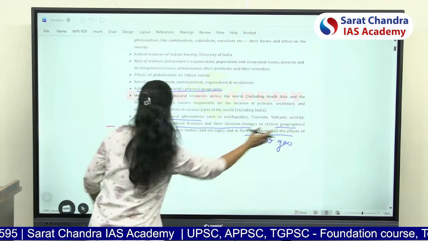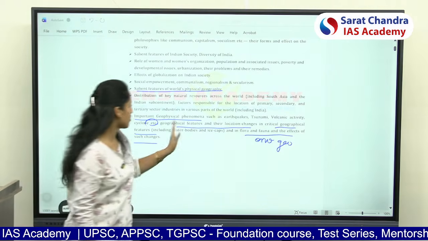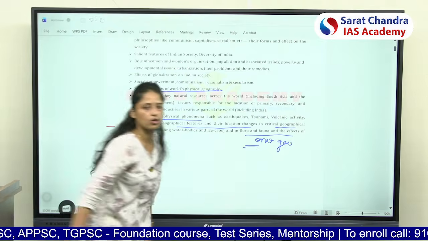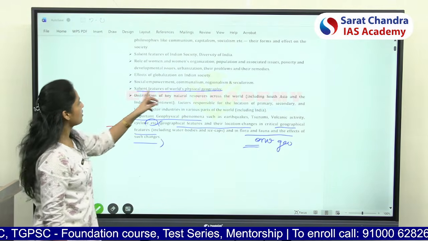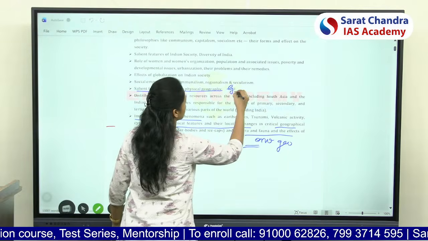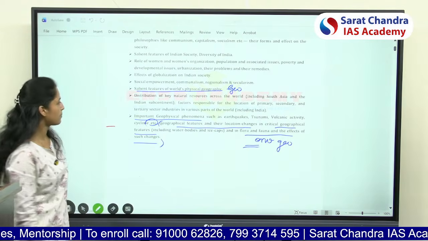Okay, so this part, from geographical features, flora, fauna, effects of such changes, from here to here I will consider as a part of environmental geography. And this, if we talk about salient features of world geography, many of these parts I will consider as a part of geomorphology.